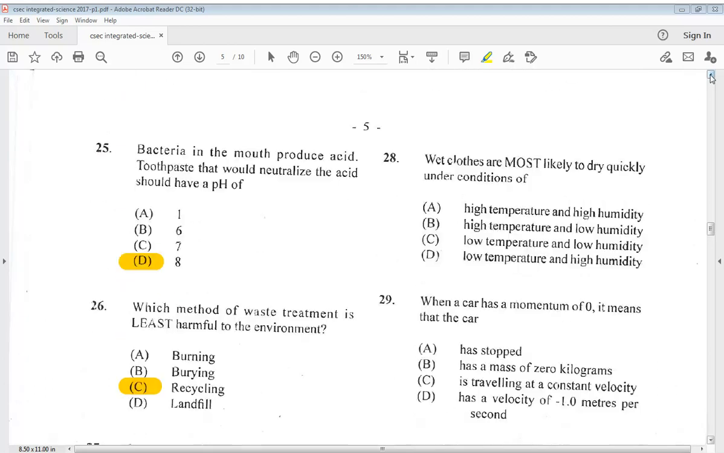Let's go to 28. Wet clothes are most likely to dry quickly under conditions of A. High temperature and high humidity. B. High temperature and low humidity. C. Low temperature and low humidity. Or D. Low temperature and high humidity. So we know it would be B. High temperature and low humidity.